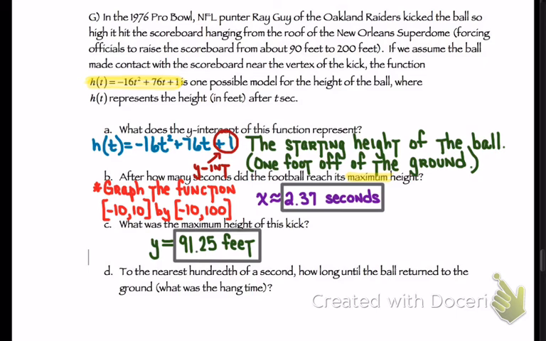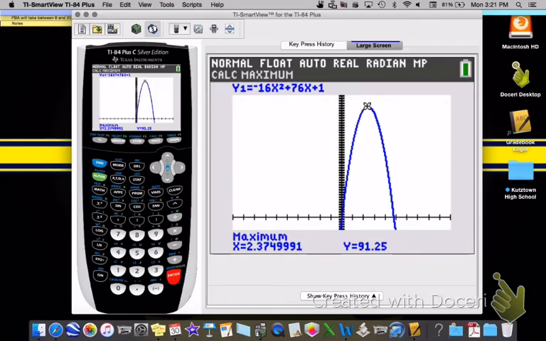How long until the ball returned to the ground? Just dropped my pen. That is obviously the hang time, how long it's been in the air. So if I go back to my graphing calculator, what was the hang time? How long until it returned to the ground? Think about the ground. I know that that's the 0 of my function.